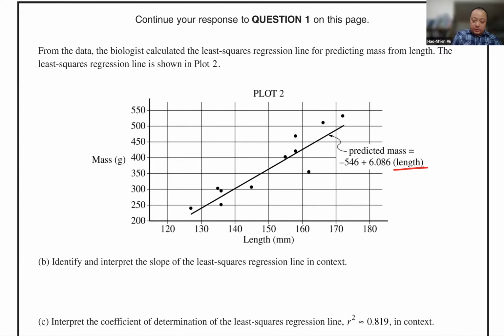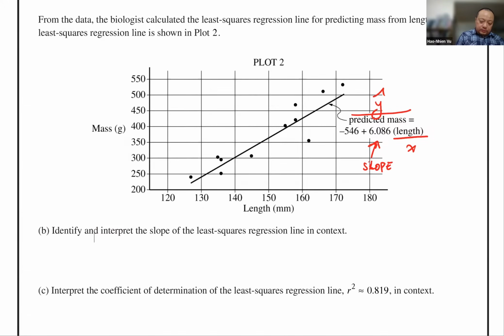Here's the variable x. Here's the dependent variable y, the predicted dependent variable y hat. So that makes this the slope. First they said to identify, and then they say to interpret. First we identify, slope equals 6.086. And now interpret it.